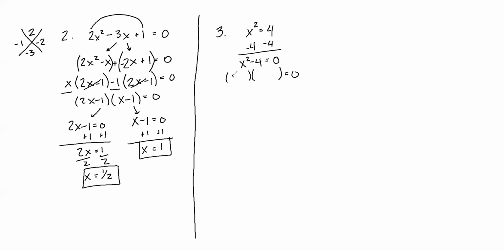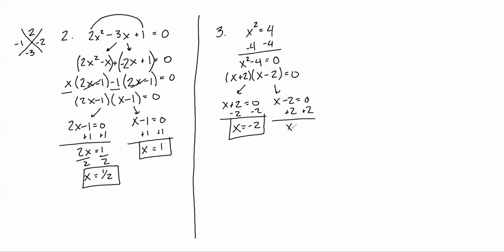So to get x squared, we have x and x. To get 4, we have 2 and 2. We need a plus and a minus because it's negative 4. Now, if we split this up, we get x plus 2 equals 0 and x minus 2 equals 0. And if we go ahead and solve each one of these, we get x equals negative 2. And on the right here, we get x equals positive 2.